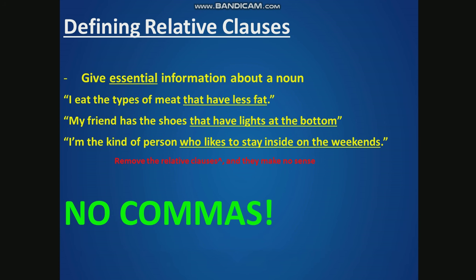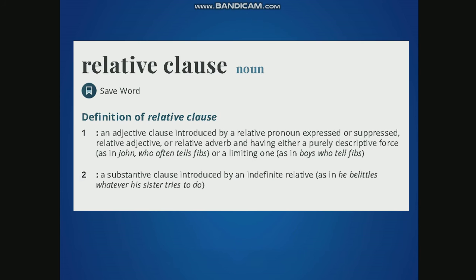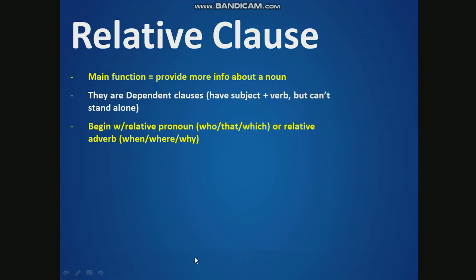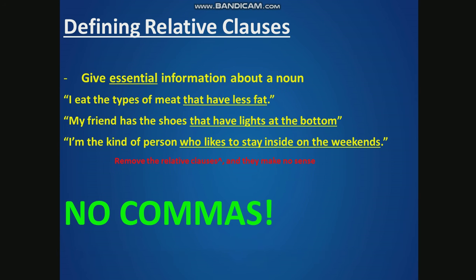Okay, now, defining relative clauses. That's what we are talking about today specifically. The difference between a defining relative clause and a non-defining relative clause. Okay, now, a defining relative clause. These give essential information about a noun.